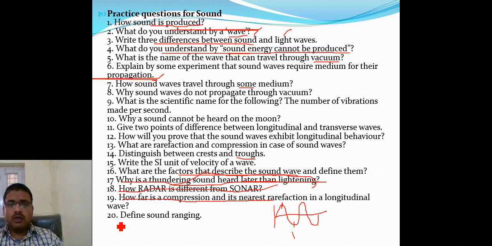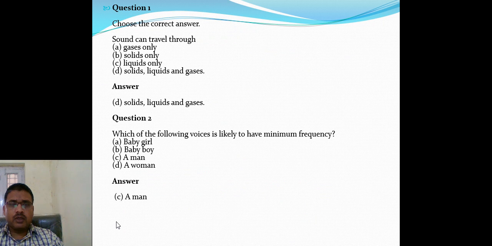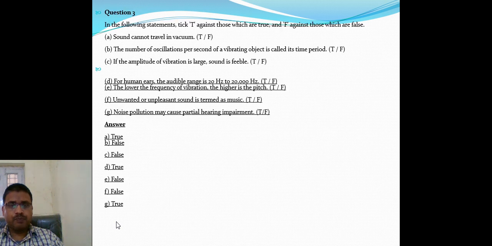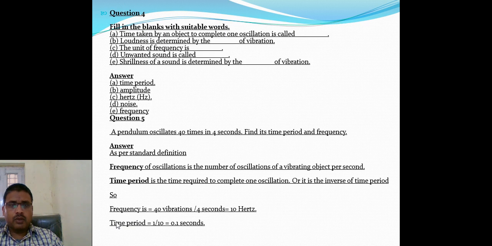Other than that, these are the questions related to your NCERT book. All these questions are with the solutions. Go through all these questions. These are the MCQ questions. The answer is also written here. This is the true and false question. The answer is written. Question number 4, filling in the blanks, these are also written here.